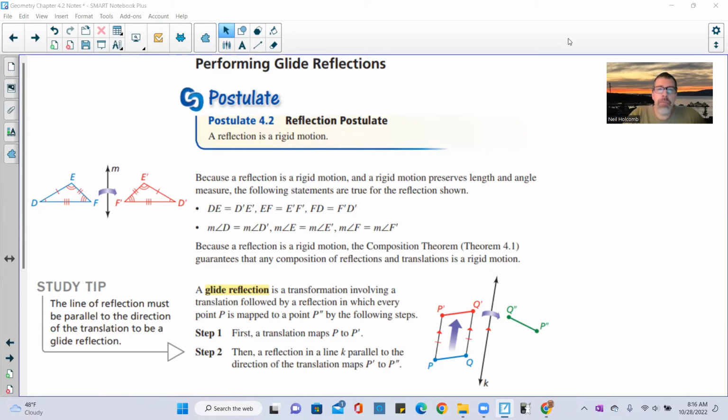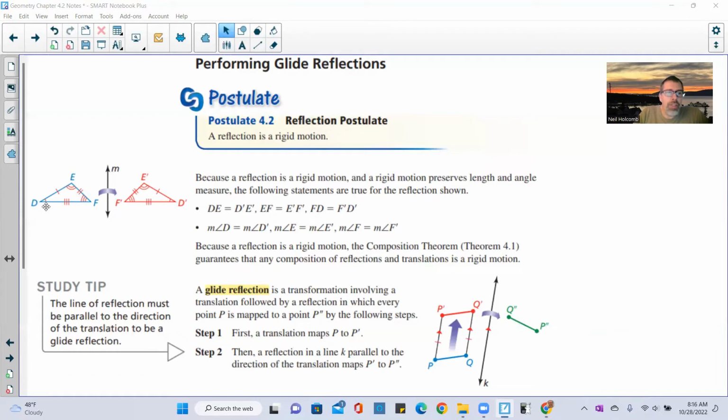So it says, because a reflection is a rigid motion, and a rigid motion preserves length and angle measures, the following statements are true for the reflection shown. So here we have a line of reflection called M, pre-image triangle DEF, reflected across it and creating the triangle image D prime, E prime, F prime.